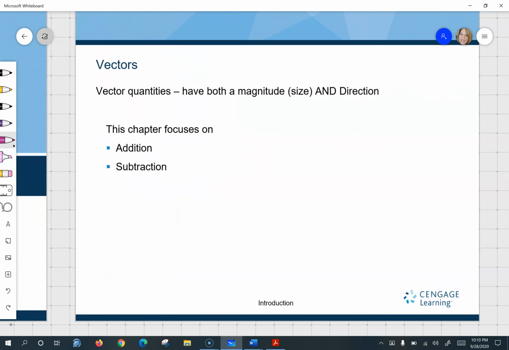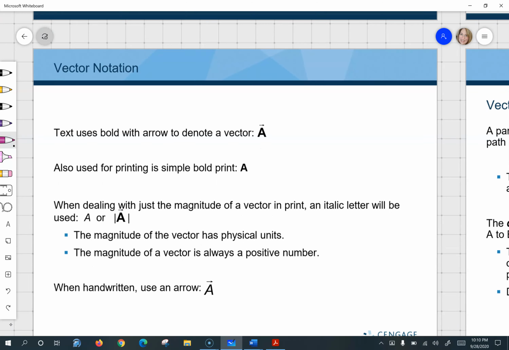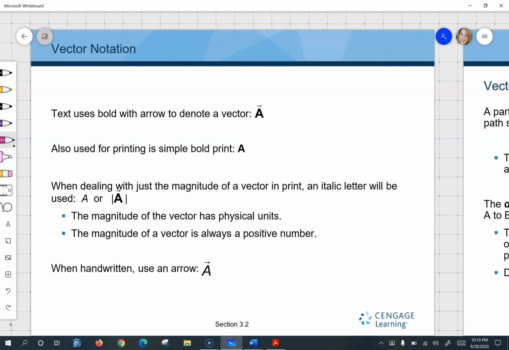Okay, so just a reminder that vectors are a type of measurement that has both size or magnitude and direction. That's different than a scalar quantity, which only has a size or magnitude. This chapter is going to focus mostly on addition and subtraction of vectors and different methods to do that. Let's just get through some different ways you might see vector notation, meaning how do we represent a vector?